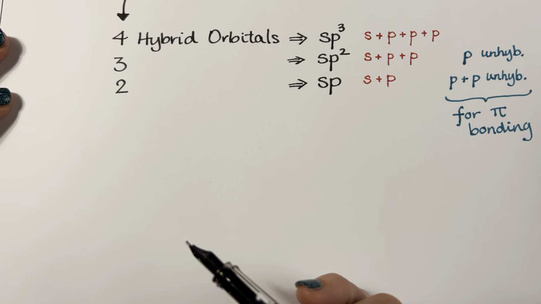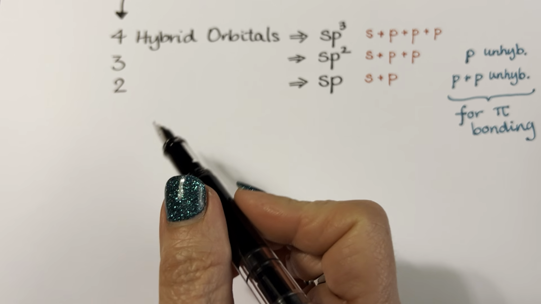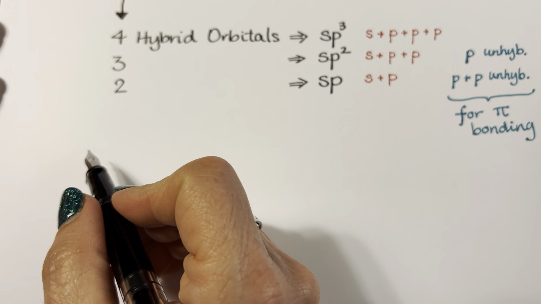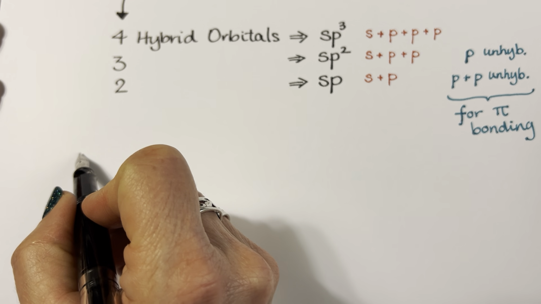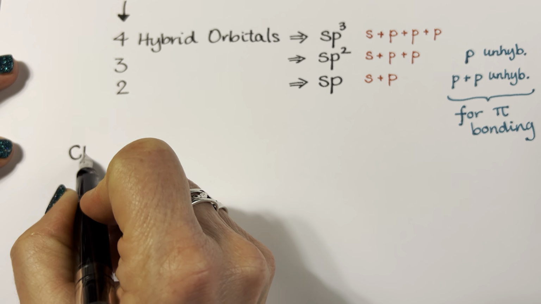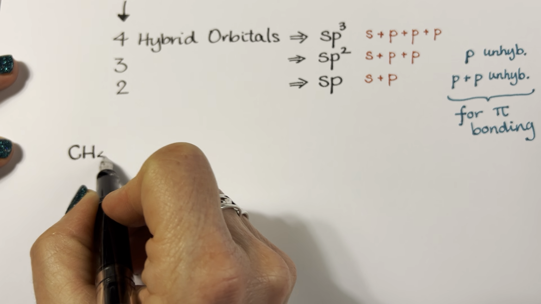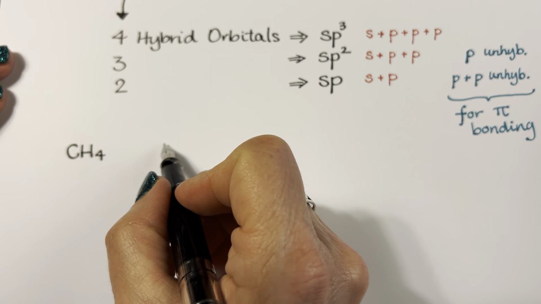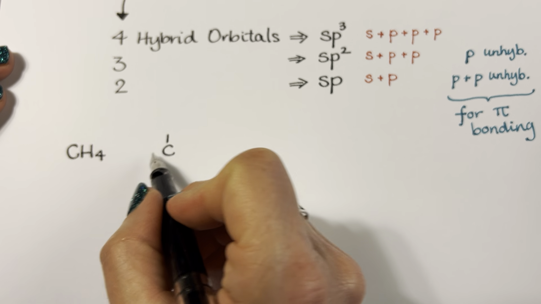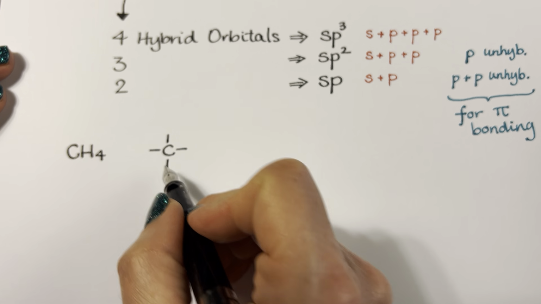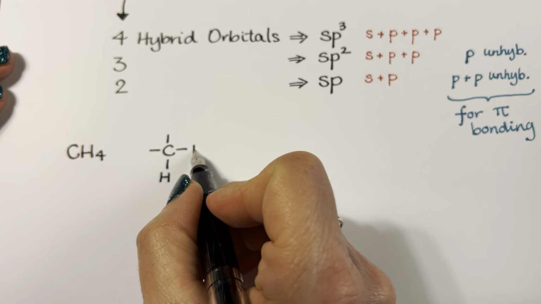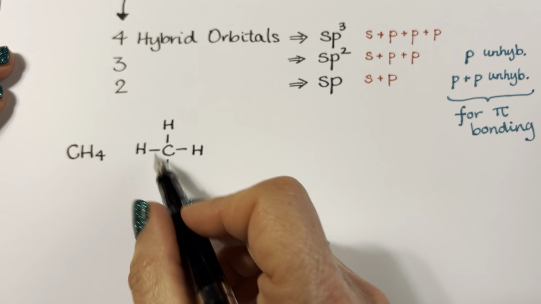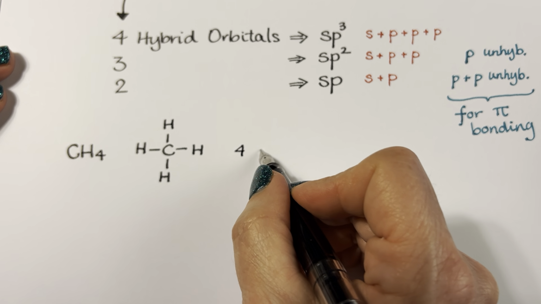So let's look at examples, okay? And we can see how this works when you're assessing the situation. So let's look at everyone's favorite starting point, methane, CH4. If you do the Lewis dot of this, you see that around our central atom, there are 4 sigma bonds.